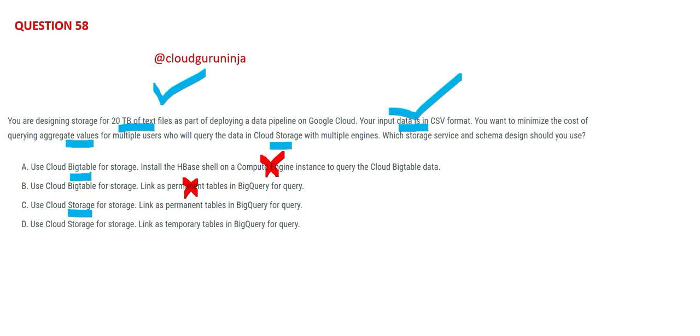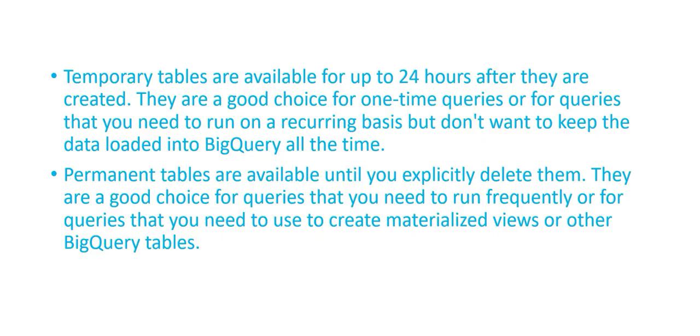Now between C and D, which one should I choose? Should I choose permanent tables? Should I choose temporary tables? I first need to understand what is the difference. So I have documented here for you. Pause this, read it, help yourself. Temporary tables, they are available for 24 hours. Permanent tables, they are available until you explicitly delete them.